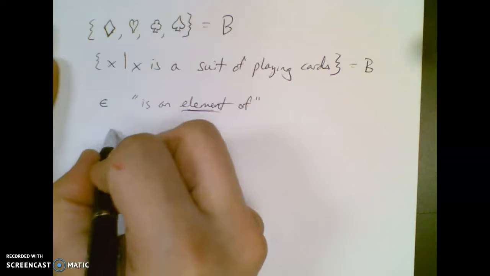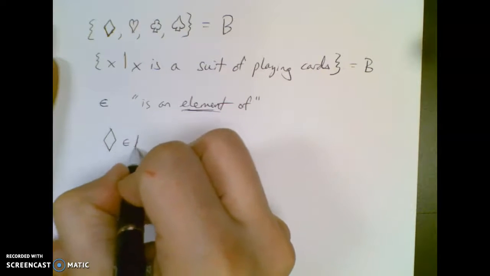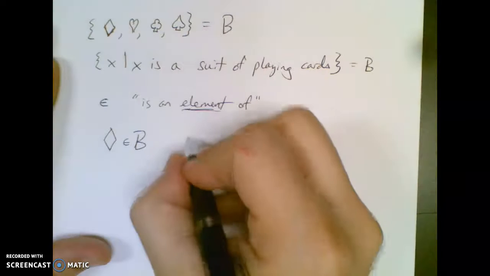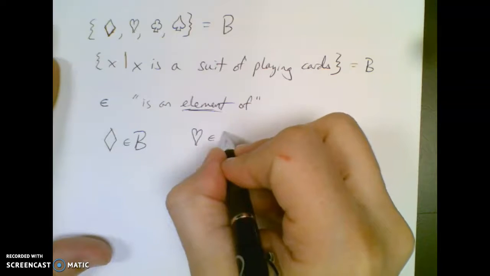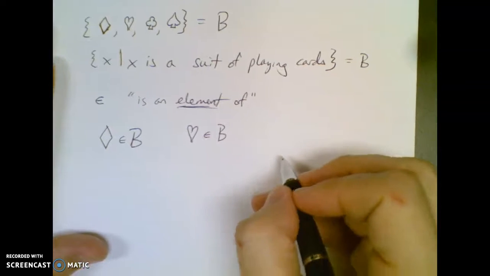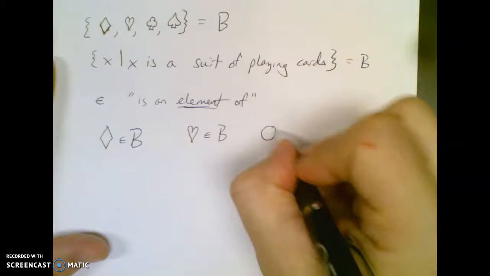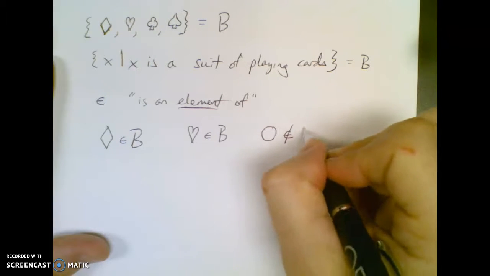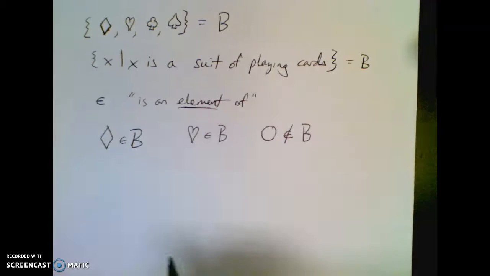Okay, so if I wrote this, I'd say diamond is an element of set B. Here's set B, right? Diamond is an element. I could have said heart is an element of set B. I could say, let's get a new circle is not an element. So to do not an element, it's kind of like the not equal sign. Circle is not an element of set B. Okay, so that's a symbol you should know.